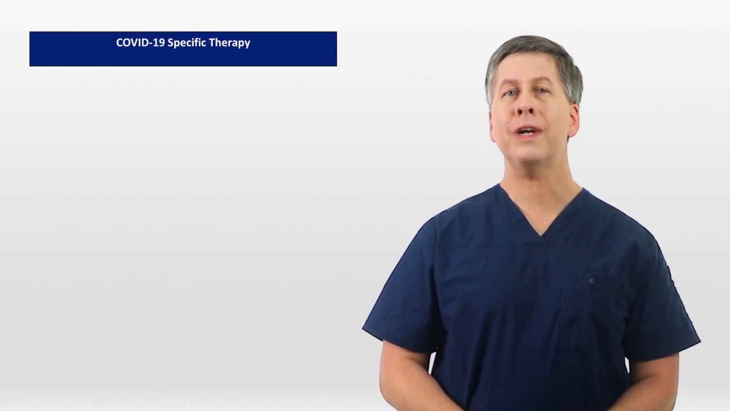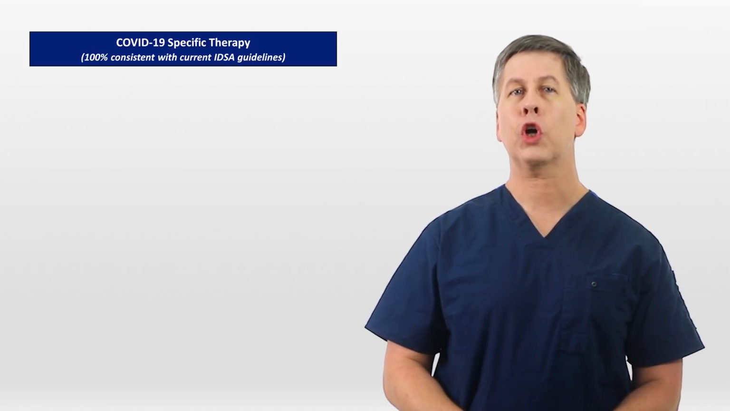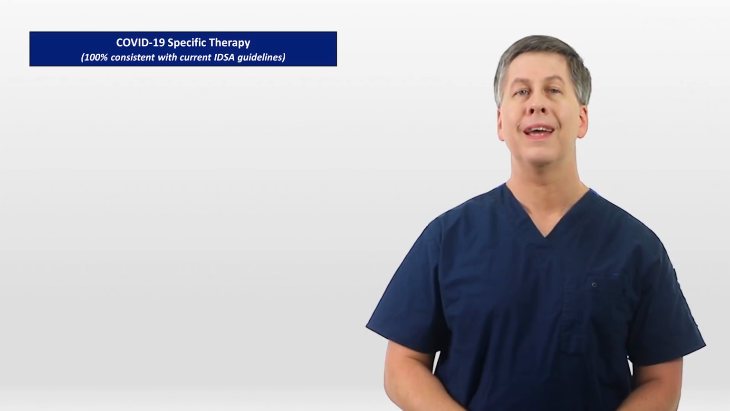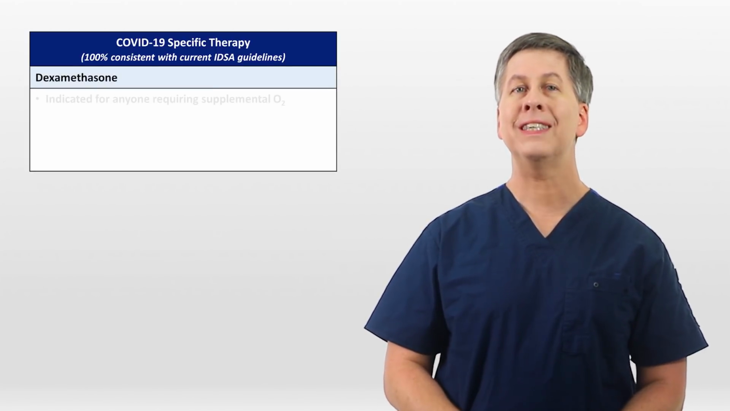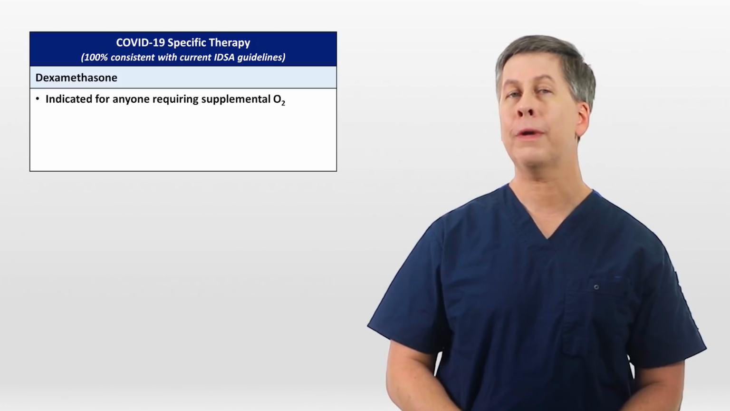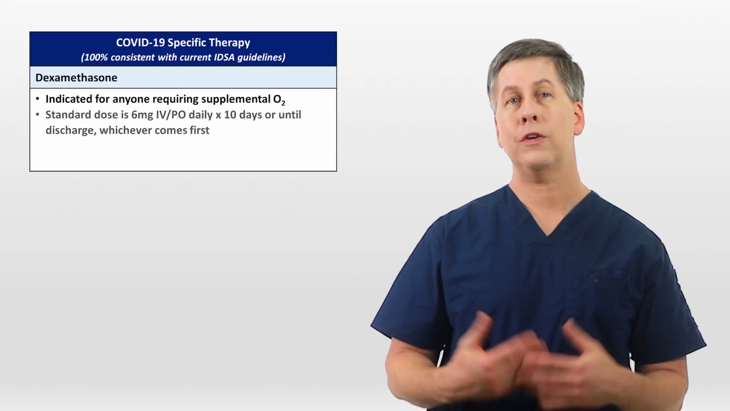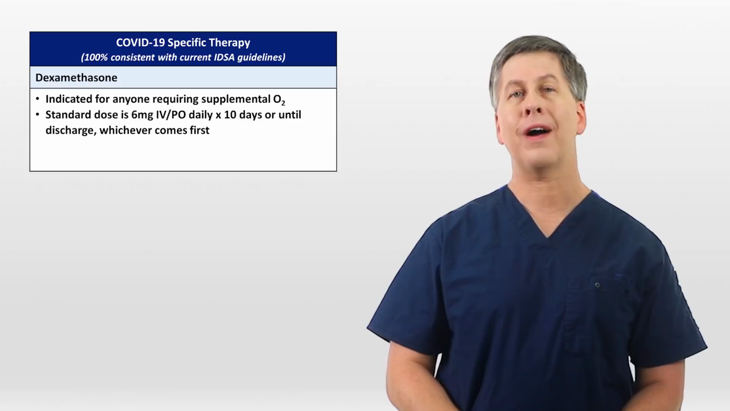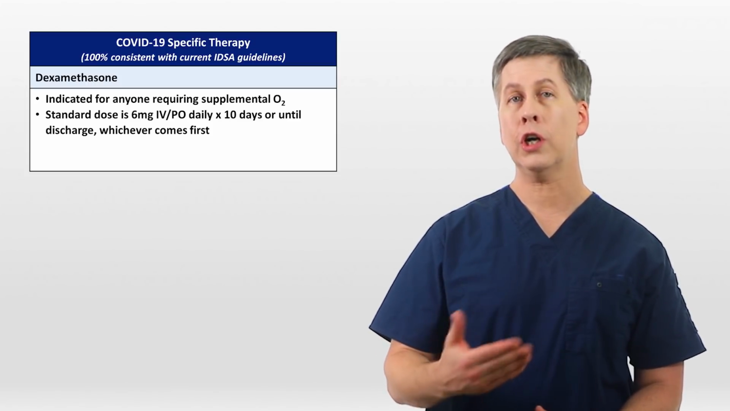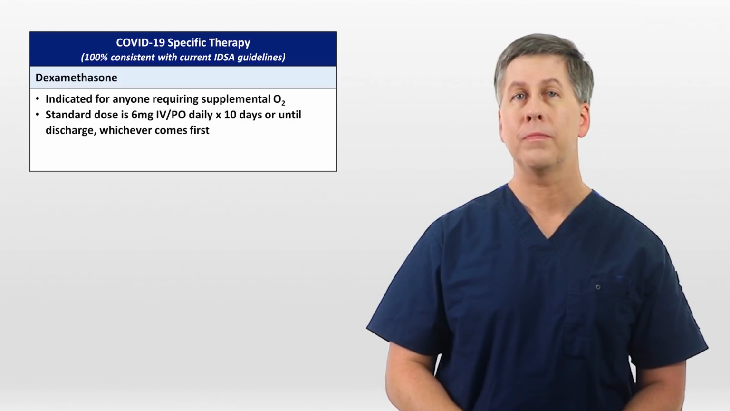Now, what about some COVID-specific therapies? The following is 100% consistent with current guidelines from the Infectious Diseases Society of America. In order of decreasing effectiveness, based on our current knowledge, the most helpful medication is dexamethasone. This is indicated for anyone requiring supplemental oxygen. The standard dose is 6 milligrams, either IV or PO, daily for 10 days or until the patient is discharged, whichever comes first.